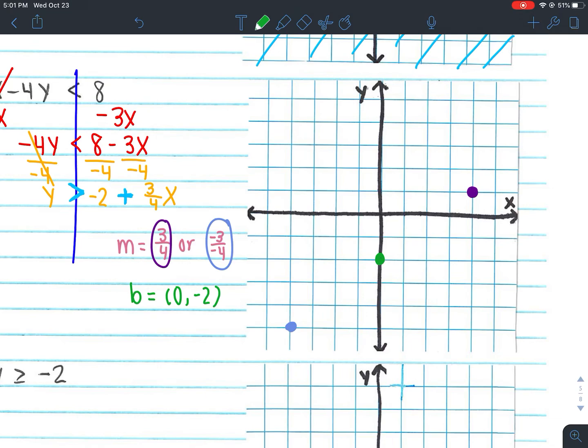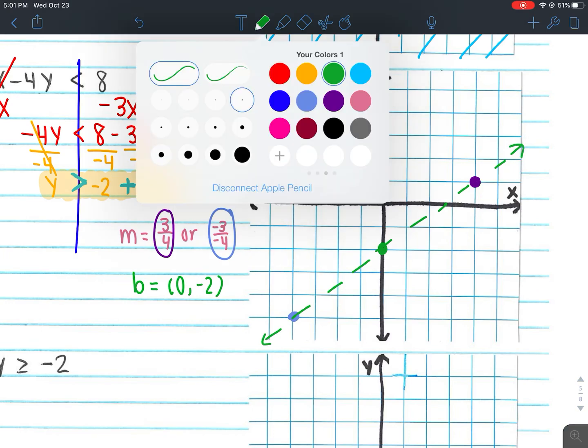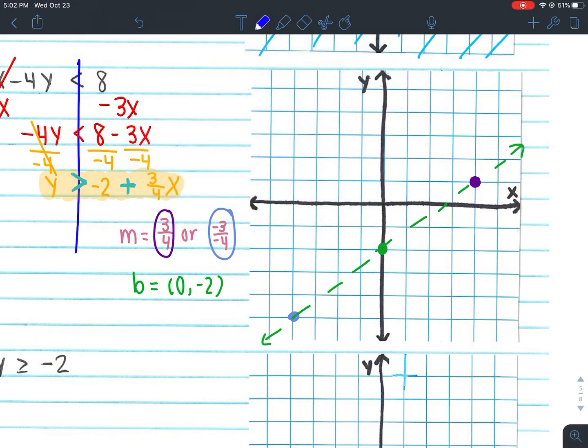Now before you draw a line through this, you want to ask yourself, is this a dashed or a solid line? This is a dashed line because this is our new inequality, and our inequality sign is a greater than sign, not equal to. So if it is not equal to, you want to make sure you have a dashed line going through all these points. And then make sure you're looking at the highlighted inequality.